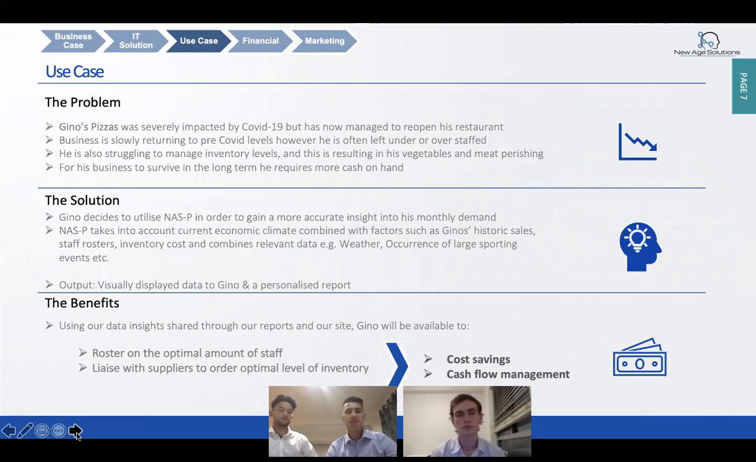So just to tie everything up, I'm going to take us through a potential use case. In this situation, we're going to use Gino's Pizzas, a restaurant that specializes in pizzas. He's been impacted quite a lot by COVID, but after lockdown has been reduced, he's finally able to reopen his restaurant. Business is slow, but it's returning. However, he's unable to anticipate demand because he's not used to these times, and he's often left under or overstaffed. He's also struggling with his inventory levels, having a lot of his goods, such as meat and vegetables, ending up being worthless and rotting.